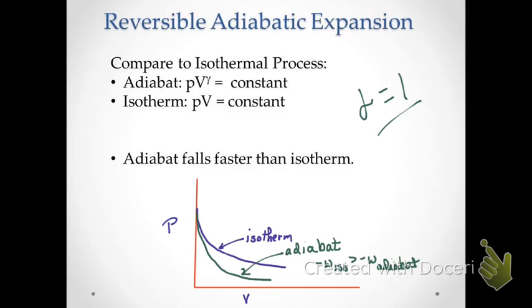So this concludes our discussion of adiabatic expansion and the thermodynamics of the adiabatic expansion. This also concludes our discussion of material discussed in Chapter 2 of our text.